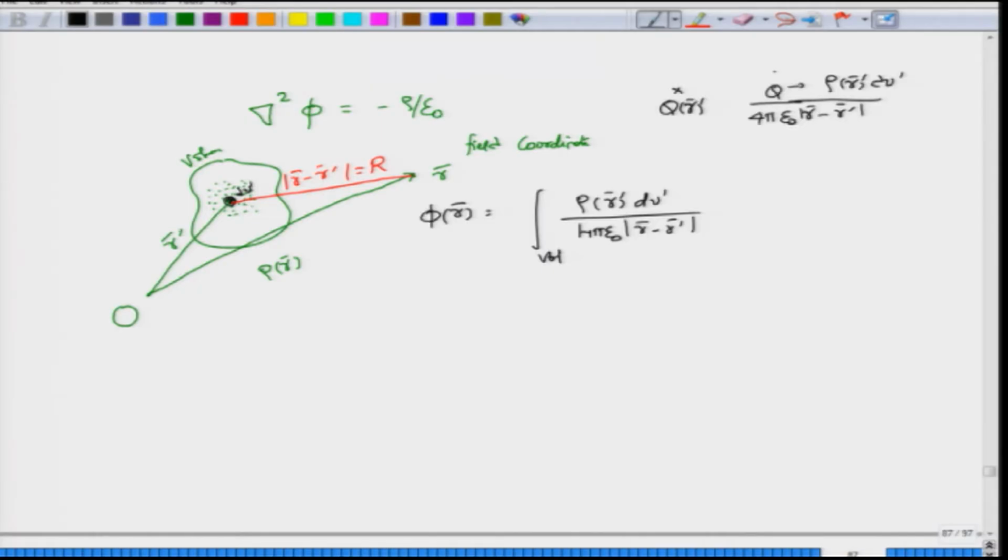What you are doing is to consider different r primes. So at this point you have another r prime, and then you have the volume around that one, which we will call dV prime, and then you look at the distance between them.